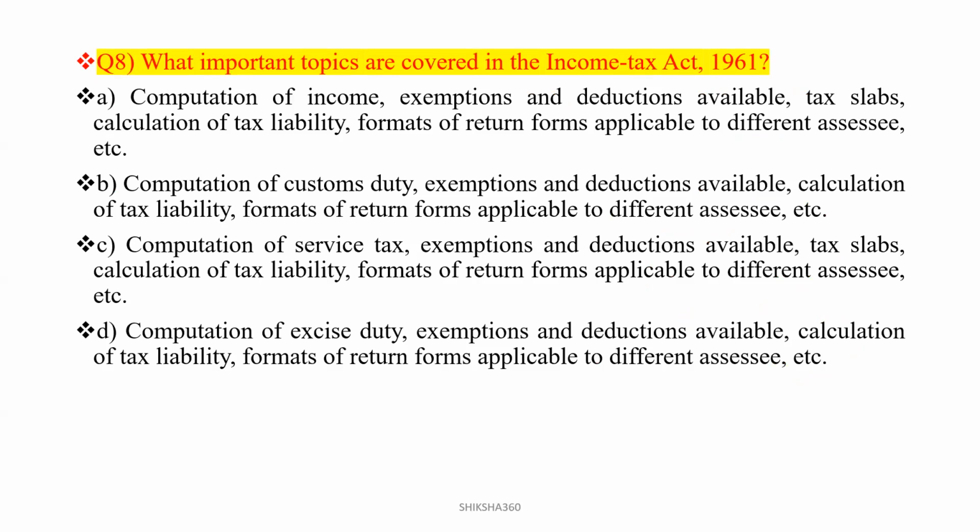What are the important topics covered in the Income Tax Act 1961? Clear? In the Income Tax Act 1961, option A, computation of the income. Yes. Exemptions and deductions available. Yes. Tax slabs also available. Calculation of the tax liability, format of returns, forms applicable to the different assessees. Because for different categories of people, like the businessman, it will be a different form. Clear? For the salaried, it will be a different form. For the partnership, for the company, all have to file different types of forms. So those are the different assessees here.